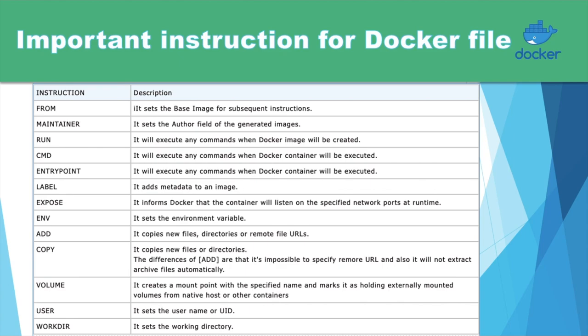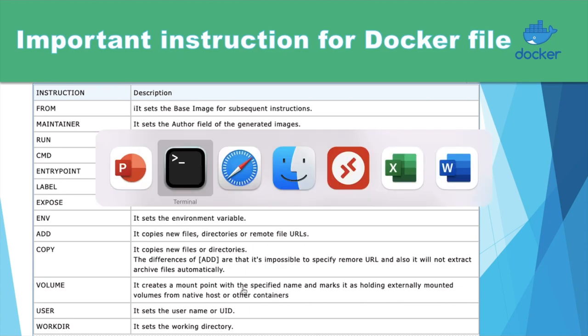So let's do the practical now, and we will install Docker. I think I have already installed Docker. So this is the terminal, Mac terminal. Okay, so I have installed Docker. Let's check the version of Docker.